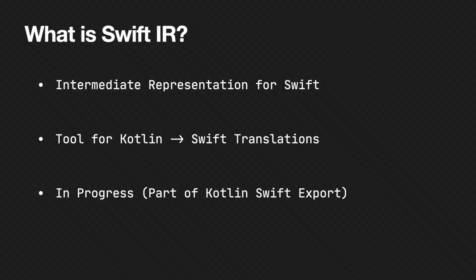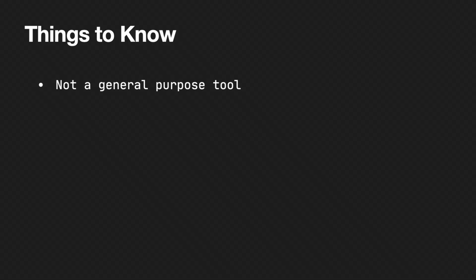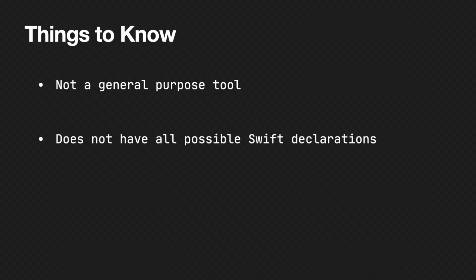There are several things to know before we get started. First, this is not a general purpose tool. It also does not have all Swift declarations yet. What we're going to look at in this video are examples of Swift source and how it's represented using SIR, and what are the different APIs available to us to build SIR.